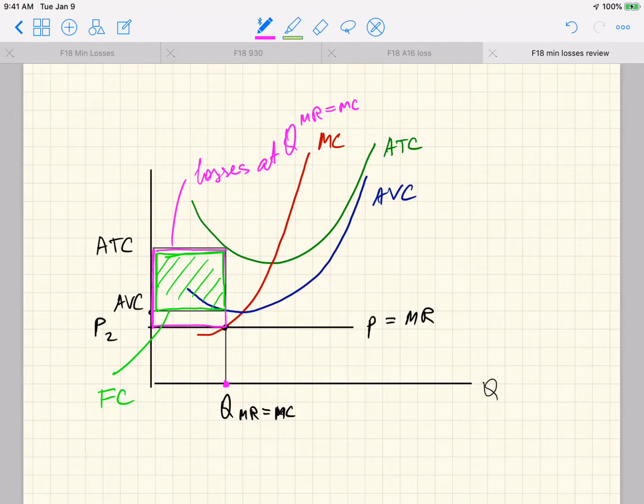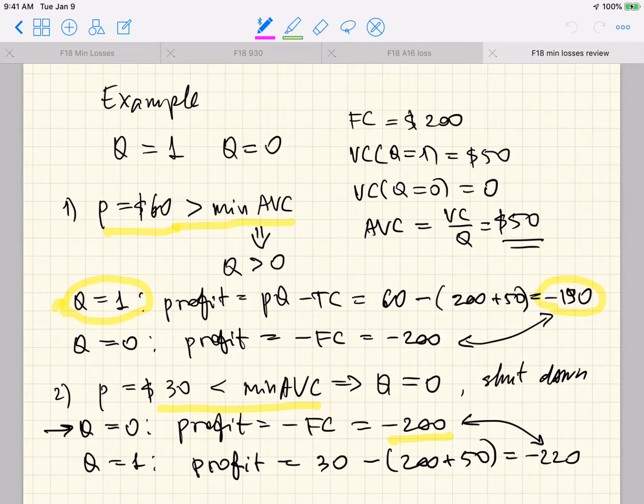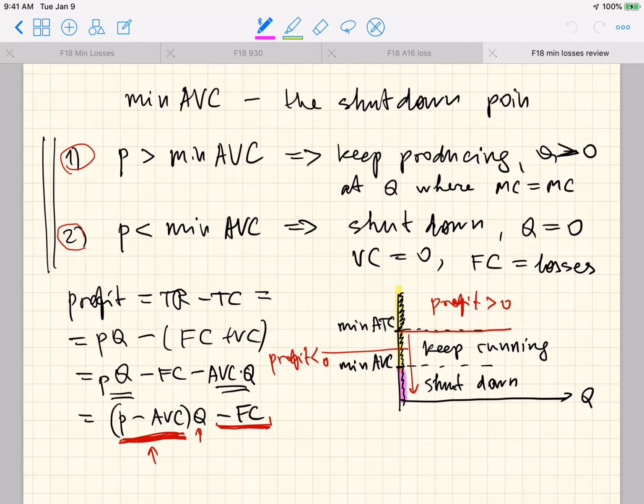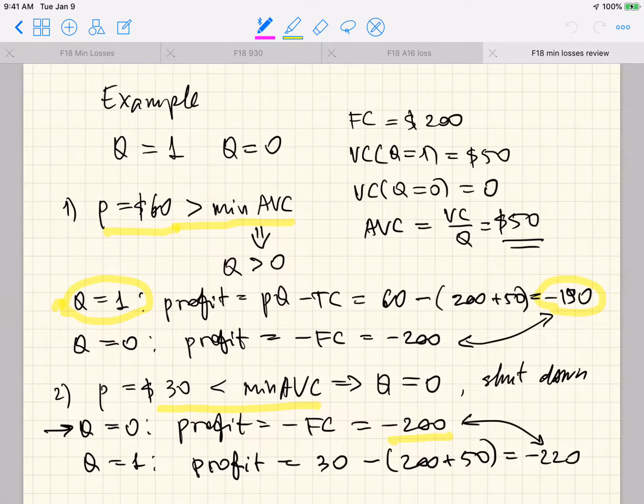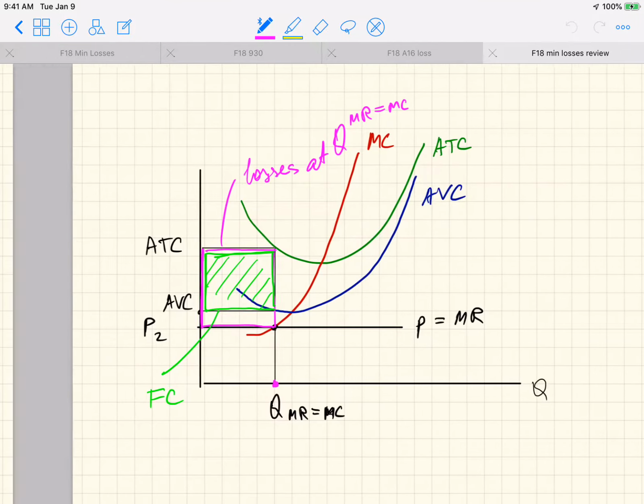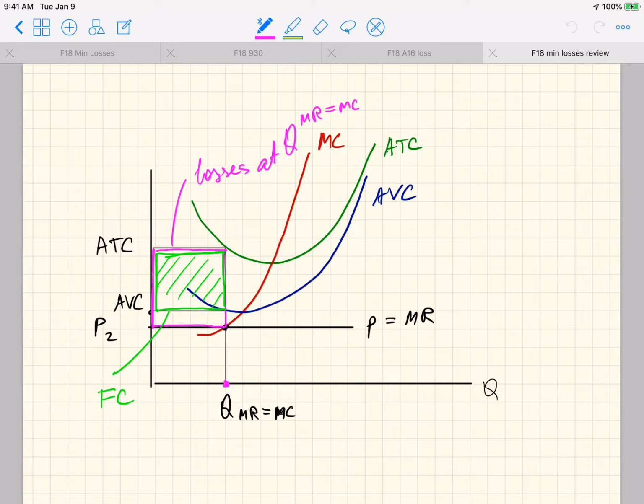So again, it just confirms this rule. If price is below minimum AVC, then your best choice is to shut down. So set Q to 0 and deal with losing your fixed cost, which is better than keeping your company running, because in that case your losses actually will be even larger than your fixed cost.